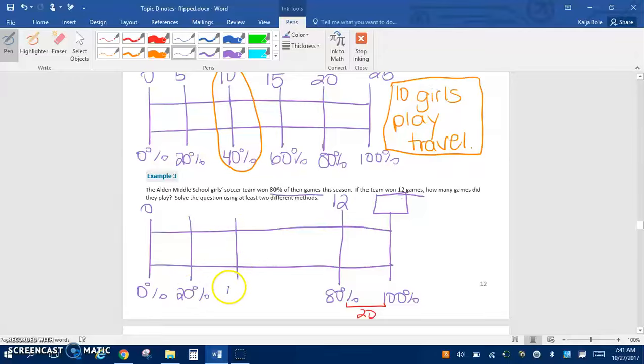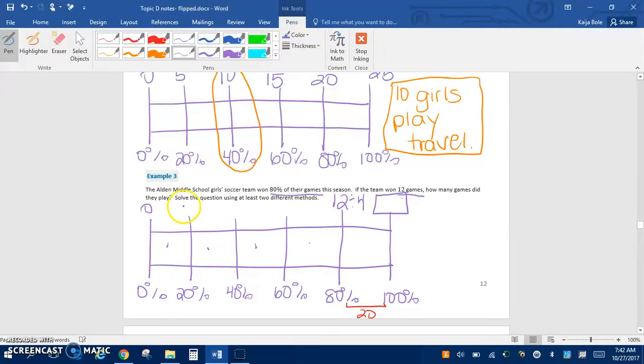This would be 40%. And then this would be 60%. So now we have to figure out what to put on the top. So if we look from the 12, there are 1, 2, 3, 4 boxes behind the 12. So that means we're going to divide 12 by 4, which we know is 3.